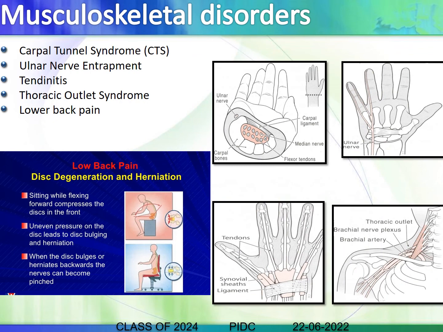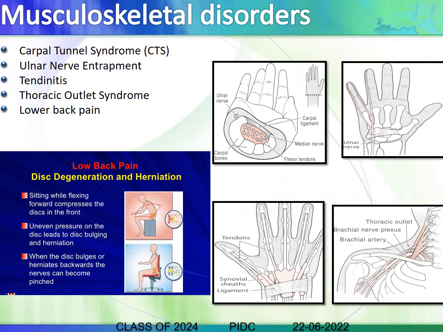There could be musculoskeletal problems when we are doing hand scaling, because we apply more pressure without our own knowledge when removing the calculus. This might lead to musculoskeletal problems like carpal tunnel syndrome, ulnar nerve entrapment, tendinitis, thoracic outlet syndrome, and lower back pain. A common complaint with dentists is lower back pain.